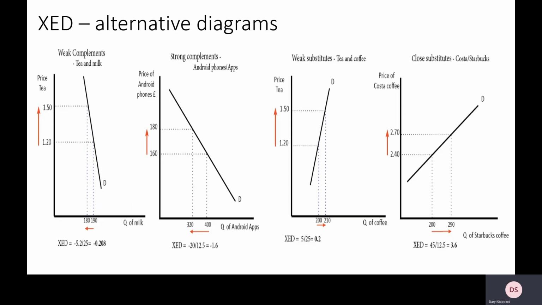Right, you've got here some numerical examples of this. And you've also got some different diagrams which are designed to show you, through diagrams, an understanding of the strength of the relationship between two different products. Now, in the first diagram, I'm looking at weak complements, and I've identified tea and milk to be weak complements in this example here. Think about why.